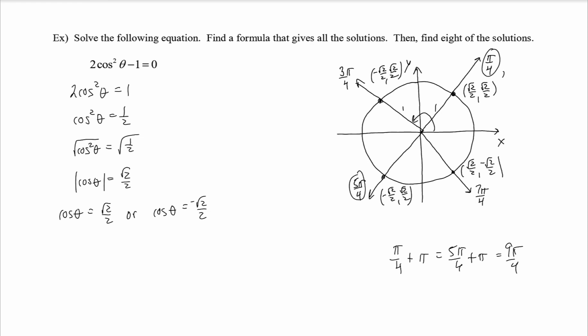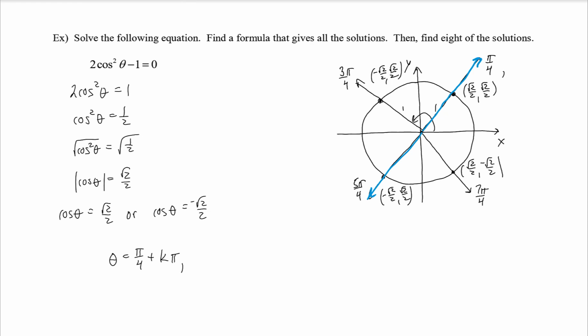So taking one of these answers and adding pi keeps getting me back to another answer. Now, why does that work? Well, look, this terminal side and this terminal side form a straight line. And straight lines, we know, have measures of 180 degrees or pi radians. That's why this works. So the quickest way to write the answer here, not the only way, is to say theta can be pi over 4 plus multiples of pi. So I could add 1 pi to get to here, or I could add 2 pi and get back to here, or I could add 3 pi and get back to this terminal side. So I could add multiples of pi.